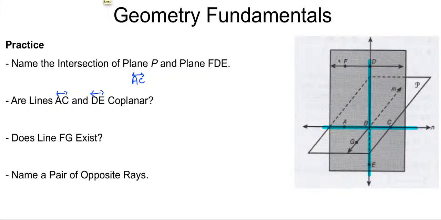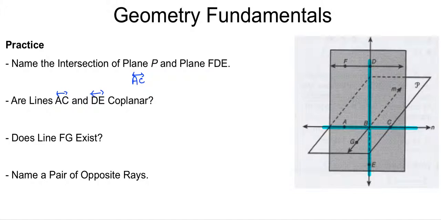Does line FG exist? Well, it must, because through any 2 points, there's always, always, always going to be a line. So even though I may not have the line in my diagram, that doesn't mean that it doesn't exist. It clearly can be drawn. So through any 2 points, there's always a line.